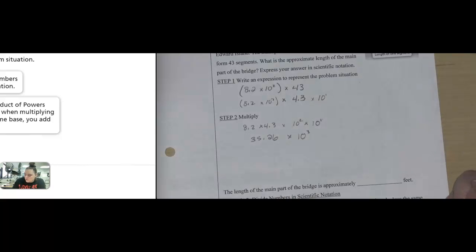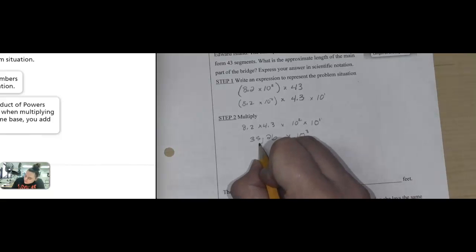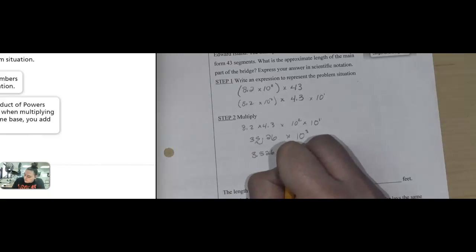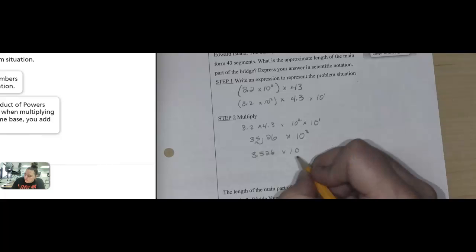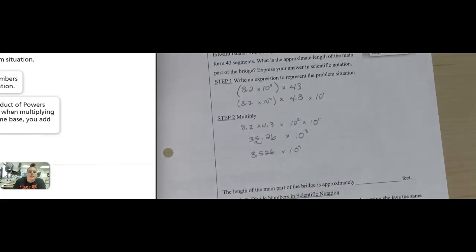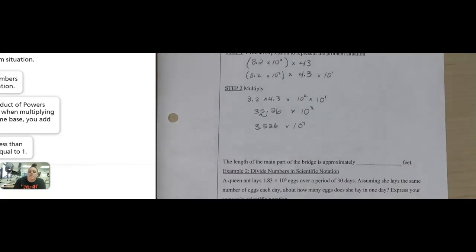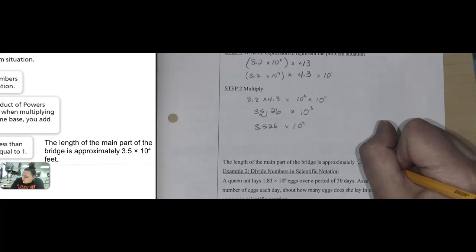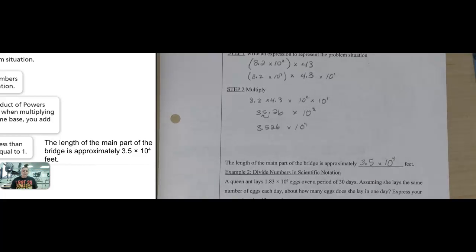Now, we need to rewrite this properly in scientific notation, which means moving the decimal point over 1. And that also means moving my power up to 4. So now that I have this properly rewritten in scientific notation, now I have my answer. The length of the main part of the bridge is approximately, we're going to round, 3.5 times 10 to the fourth. It didn't say to round, so you don't have to, but it's approximately 3.5 times 10 to the fourth.